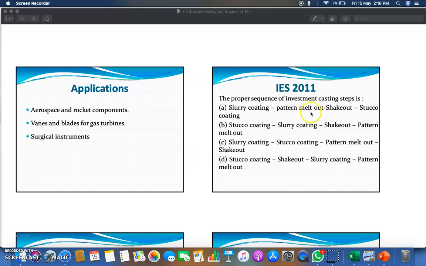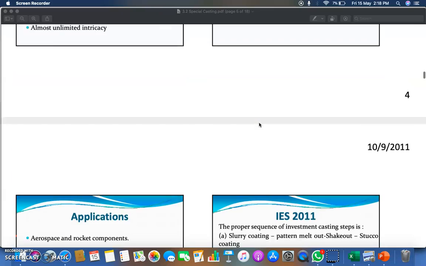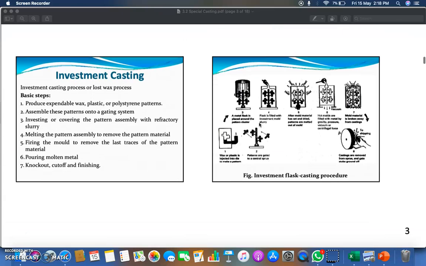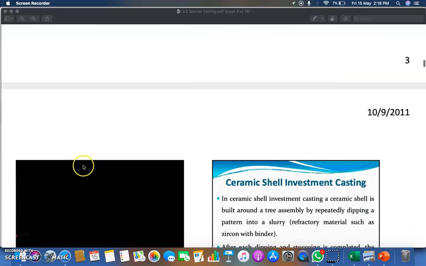Now solve this question: what is the proper sequence of investment casting steps? Solve it with the help of the steps that I have explained. Okay, so I am stopping here.